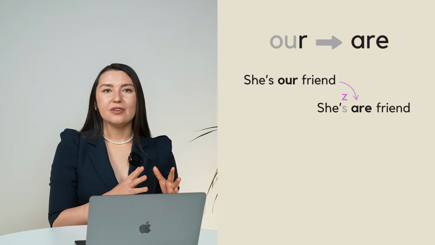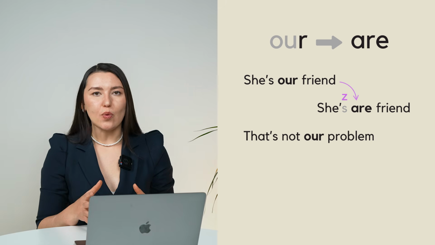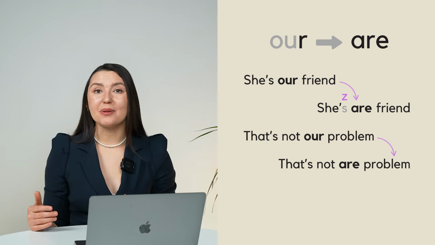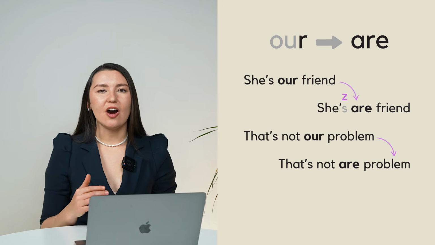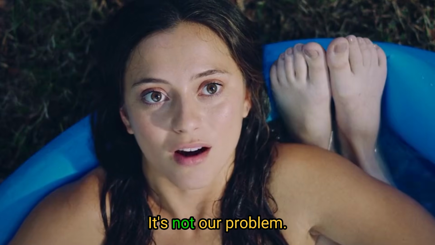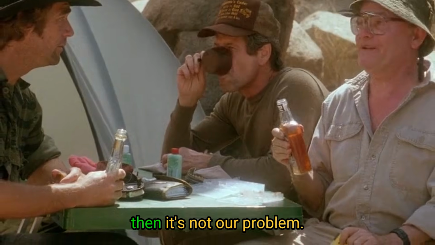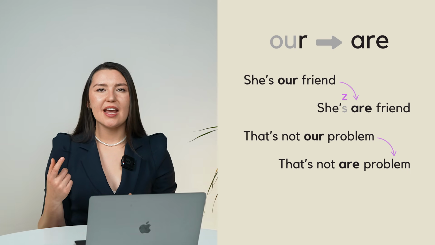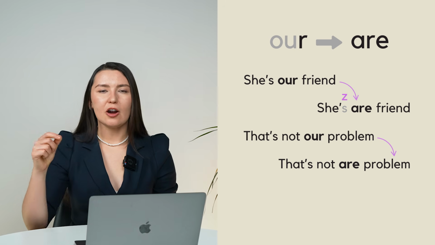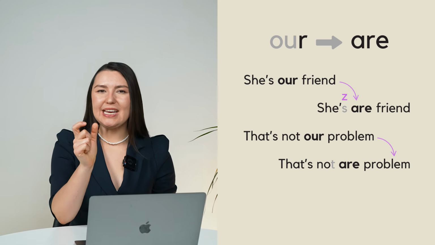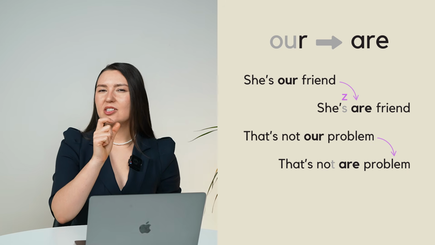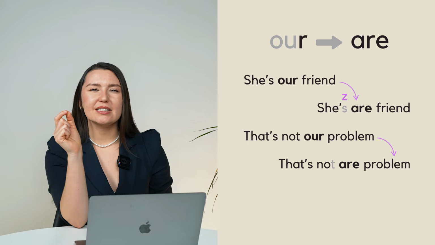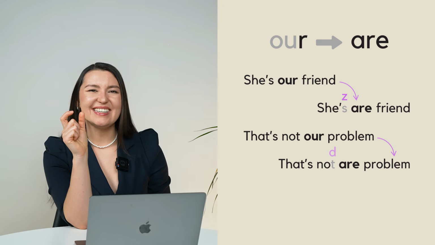Another example with our. So instead of that's not our problem, you will hear that's not our problem. You probably have noticed that they don't pronounce the true T. Instead, they say that's not our. Da-da-da-da. So they pronounce this light version of the D sound.